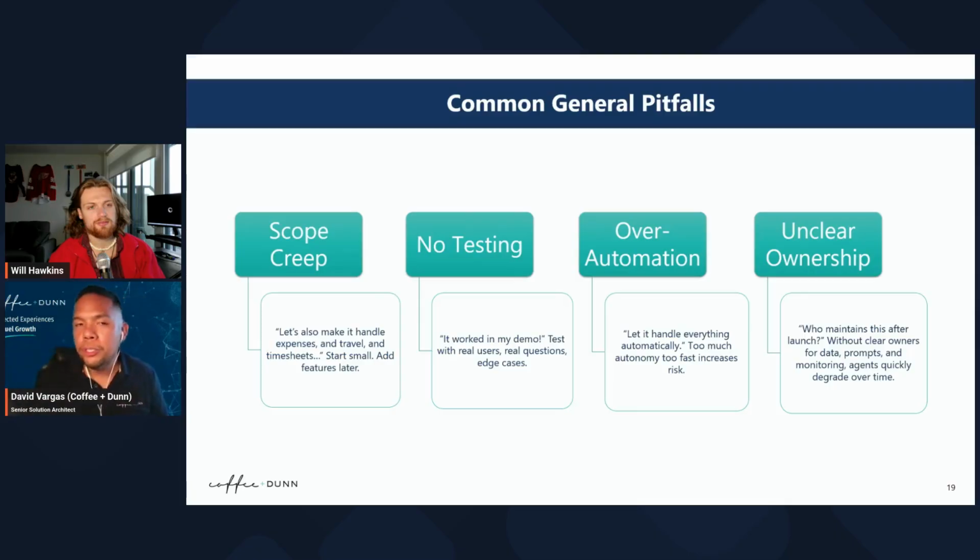Over automation, this is sort of related to scope creep, but really it's just letting it handle everything, too much autonomy, too fast, which increases risk. So you really want to ensure that you're only automating where it needs to be automated, and anything else can be handled by the old method, the PVA method of just branching topics and things like that, can be handled like that too, right?